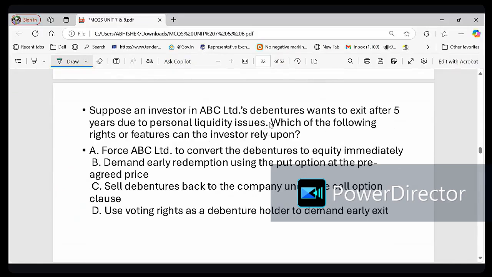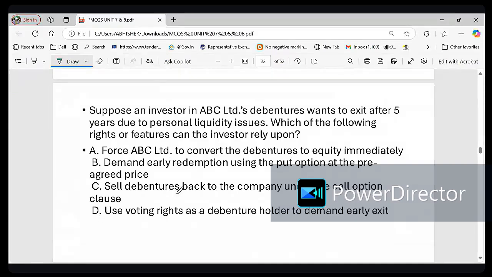Now imagine you are an investor. It has been 5 years and you need cash urgently, maybe for a family emergency, a new home, or a big wedding. So what can you do? The question is, suppose an investor wants to exit after 5 years due to a personal liquidity issue. Which of the following rights or features can the investor rely upon? Force ABC Limited to convert the debenture to equity immediately. Demand early redemption using the put option. Sell the debenture back to the company under the call option clause.